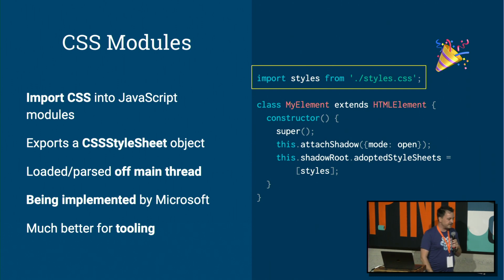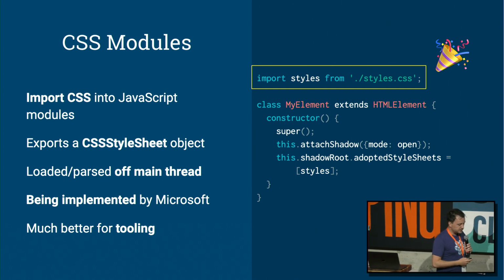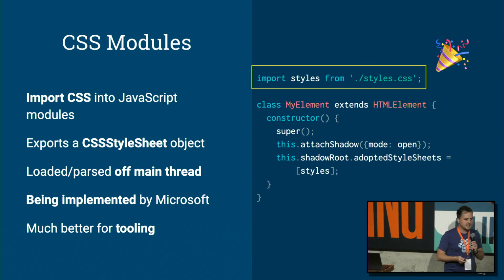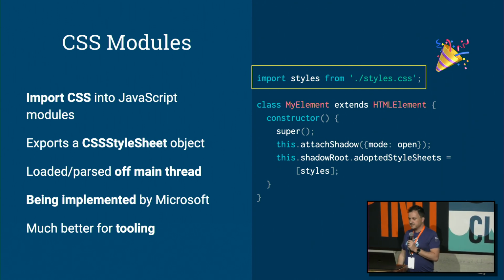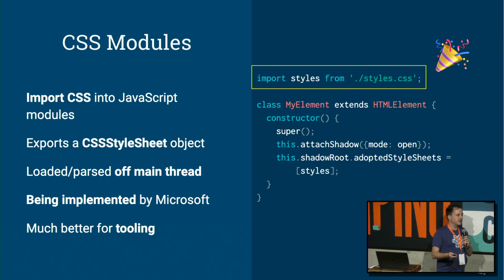And this is great for a bunch of things. It's great for tooling because now you can use Sass and PostCSS to generate your CSS, and you just have an easy way to import it. And it's great for sharing styles across other frameworks and tools that might not be using Shadow DOM.